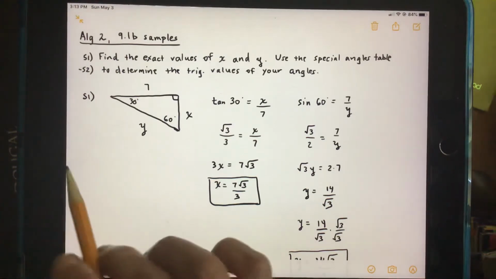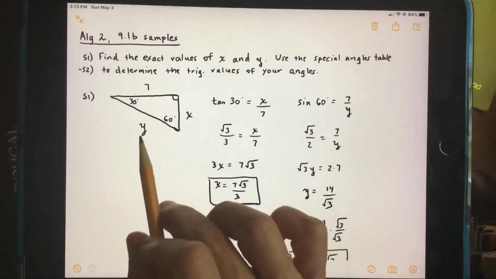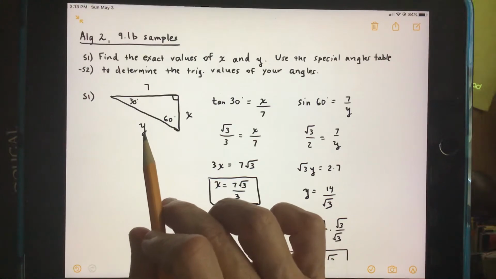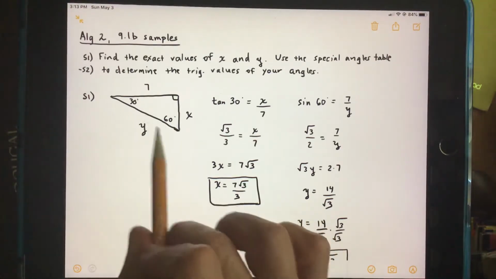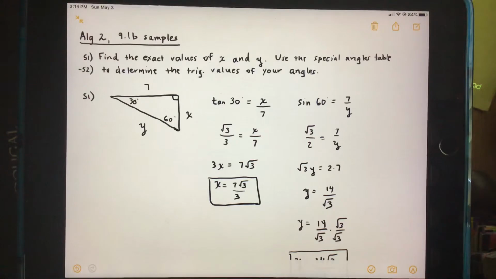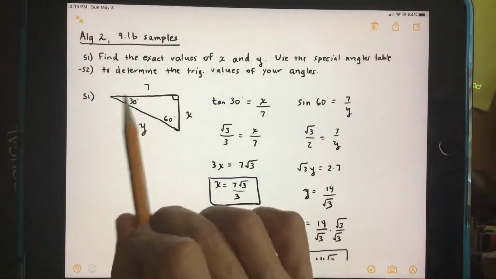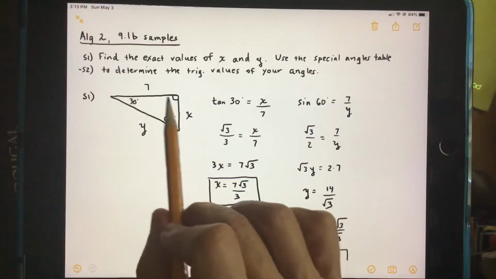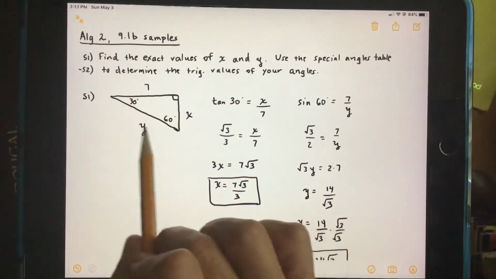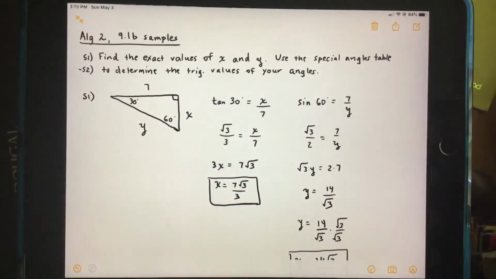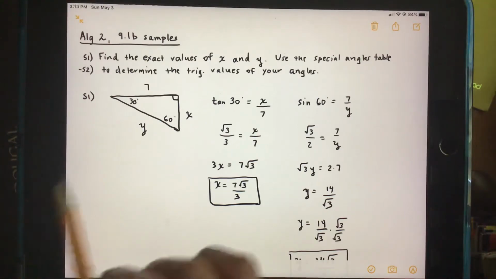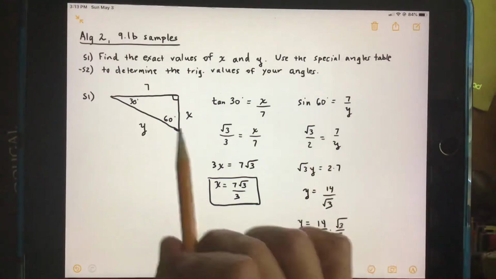All right, the second part of sample 1, we're finding y, which is the hypotenuse of this triangle. Again, we have a choice. Which angle do we want to use, 30 or 60? Well, I notice that I have this leg labeled 7 and the hypotenuse labeled y. So I can choose either sine or cosine. I think I'll go with sine of 60 degrees here.